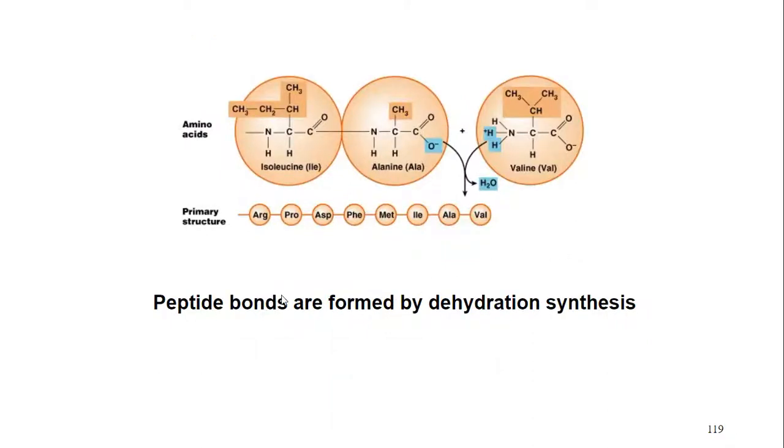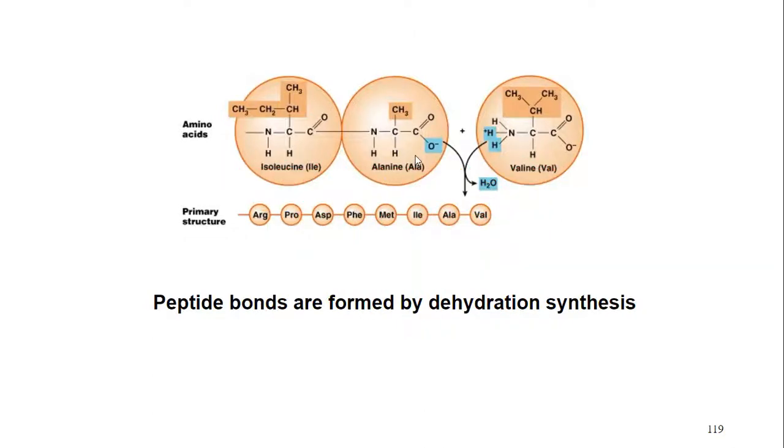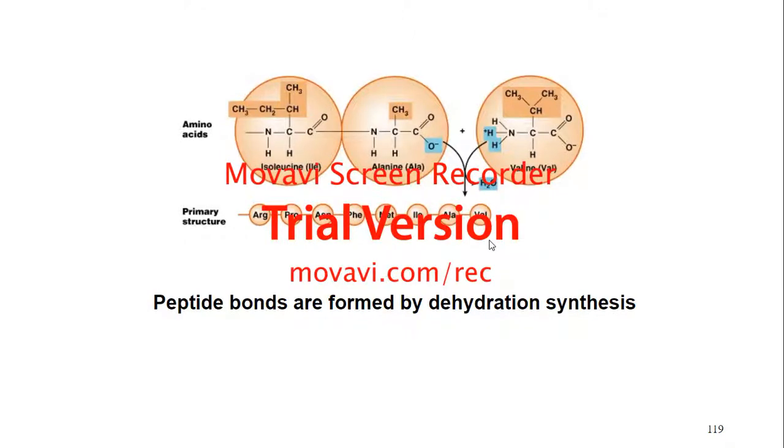All right, so again, peptide bonds are formed through dehydration synthesis. You should be used to this by now. Dehydration synthesis means you're going to link two amino acids together, and in the process of linking them, you are going to remove water. So water gets removed, and that's how you form that peptide bond. And when you want to break that peptide bond, you're going to add water to it. That's called hydrolysis, okay?